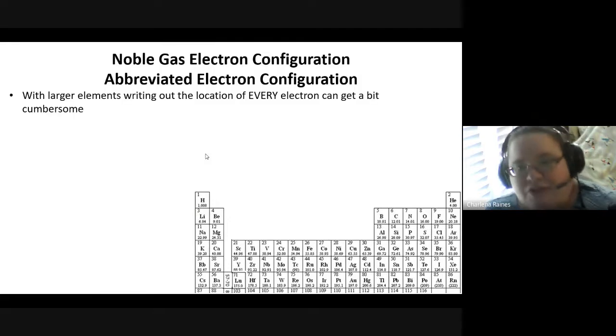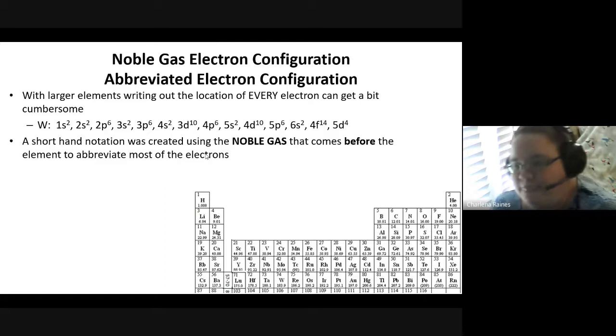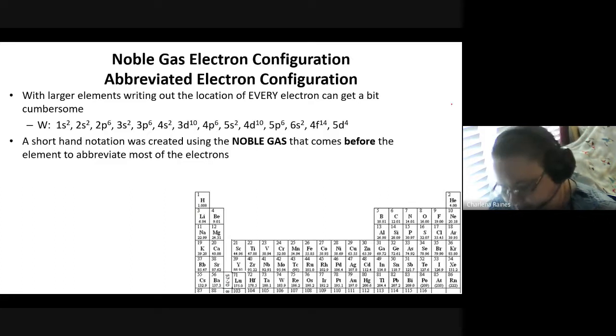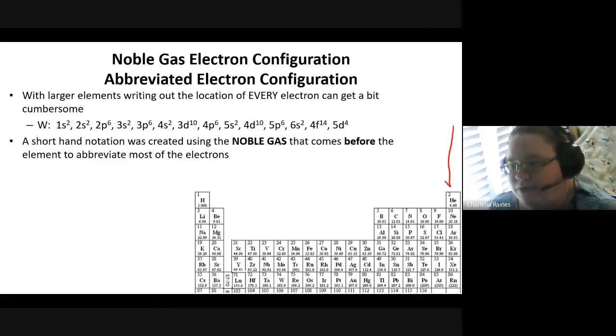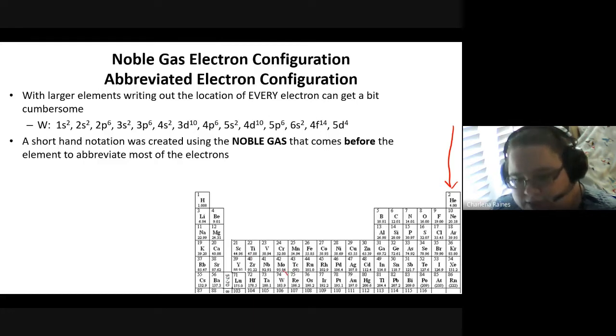So today we're actually going to look at the shortcut. For our larger elements, it gets really cumbersome when you're trying to write out the electron configuration for over 100 electrons. So there is a shortcut, and it involves your noble gases. So you got to remember that your noble gases are on the right side of the periodic table there, group 18. My noble gases are all in group 18. So the trick to this is that you have to find the noble gas that comes before the element. That's the shortcut.